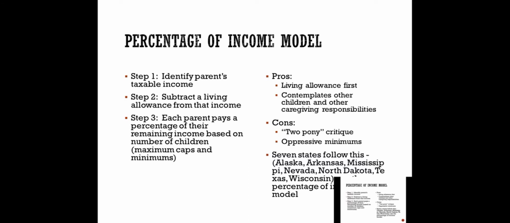It's often called the 2-pony critique or the 1-pony rule, to say at some point, does all of our wealth have to transfer down to our children, or at some point is 1 pony enough and you don't really need 2 ponies? Both are critiqued for the minimums that they impose on families.